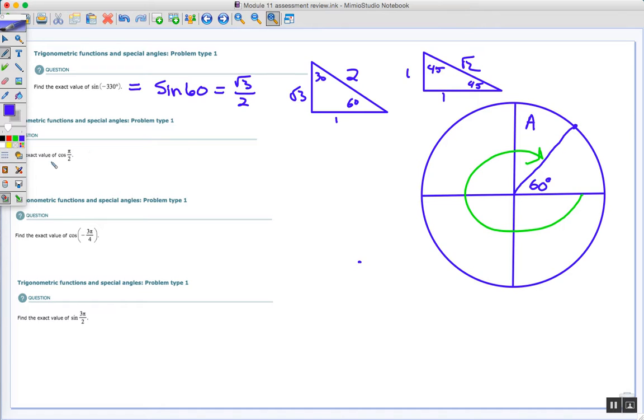Okay, so this next one, find the exact value of cosine pi over 2. So pi over 2, remember, is 90 degrees, which is here. Remember, this ordered pair is 0, 1. And we know that cosine of theta is equal to x. So cosine of 90 is 0.